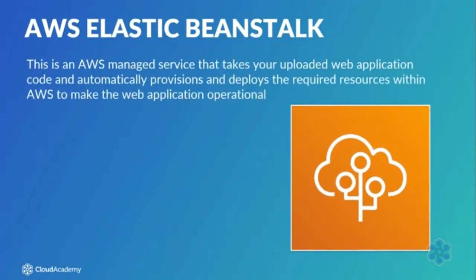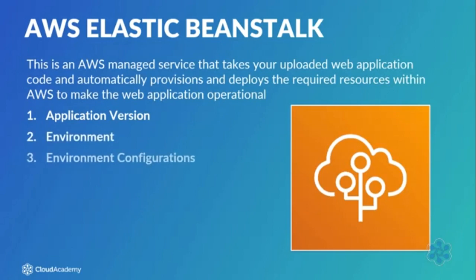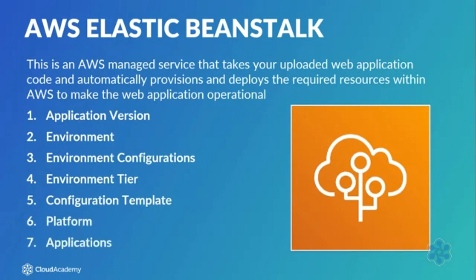Following on from EKS, I covered Elastic Beanstalk, which is an AWS managed service that takes your uploaded web application code and automatically provisions and deploys the required resources within AWS to make the web application operational. The components that make up Elastic Beanstalk include application versions, environments, environment configurations, environment tiers, configuration template, platform, and applications.